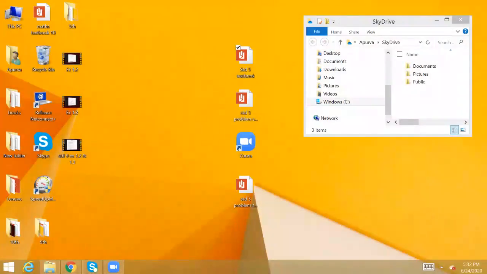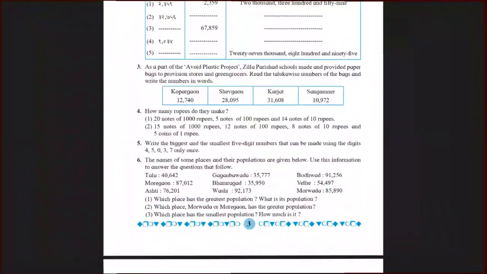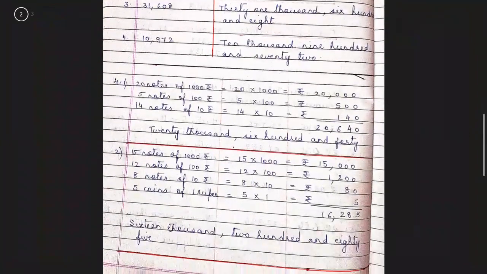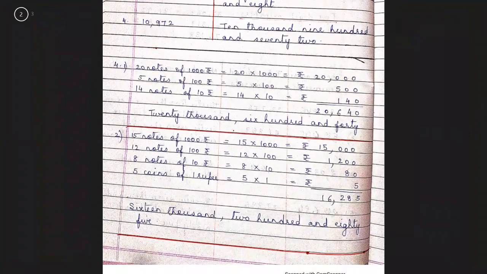So what we must do is, we have to do it this way. 20 notes of 1,000 rupees. So you multiply 20 into 1,000. You get 20,000. As I told you, after 3 digits from the right, you put a comma. So 20 comma 000. The symbol for rupee is what I have written right in the beginning. So it's rupees 20,000.